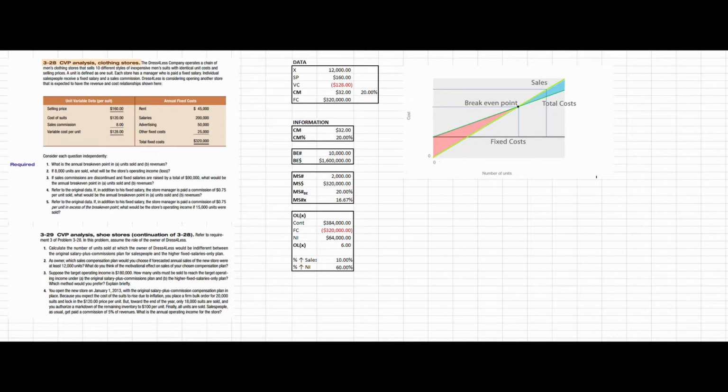Now I want to point out, you can always answer any one of these types of questions just by working it out in long form, by creating basically an income statement. But these are useful pieces of information that can help you answer questions in a far more efficient manner.